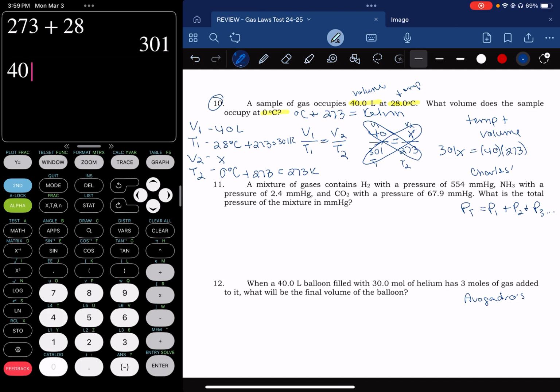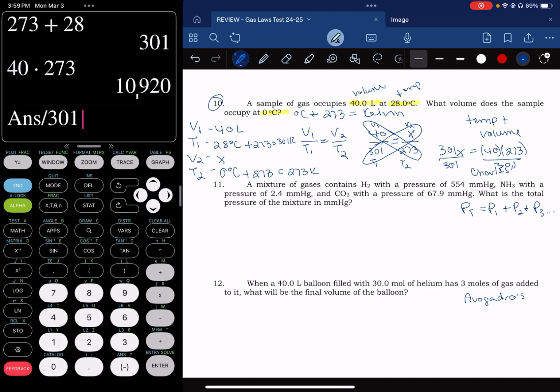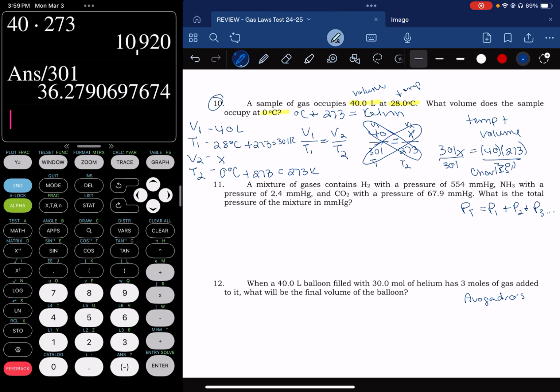40 times 273 is a huge number, but we are going to divide that huge number by 301, and we're going to get 36.2, let's say. So 36.2 is our answer. That is that one. I would say on the quiz, the majority of you knew how to do that cross multiplication and division, so that is going to work out great. This equals your final volume, and that is what our question asked for.